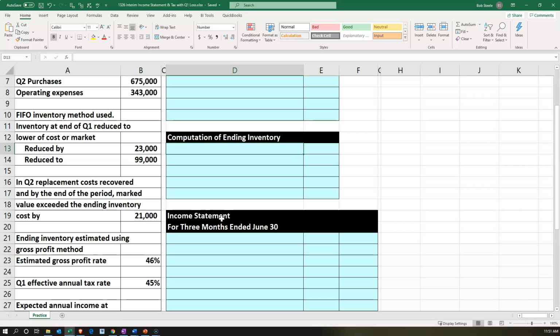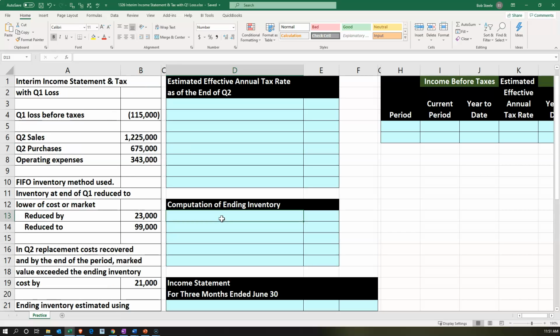However, when we think about the income statement, we are then going to have to think about what happened in the first quarter, because we made an estimate for the first quarter, which of course isn't going to line up exactly with the estimate in the second quarter. So we'll have to think about what happened in the first quarter to determine what the tax will be in the second. Estimated effective annual tax rate as of the end of Q2.